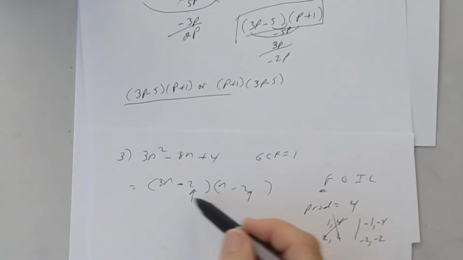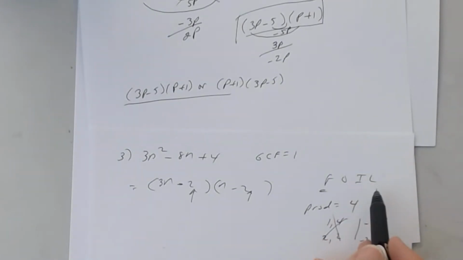Now, at some point, it's going to get easy enough through practice that you'll know right away, not always, but which one would work. Some of you may have noticed that the negative 1 and negative 4 would work. But we're just going through the discussion, because that's what some of you will go through. So the F and the L are okay.